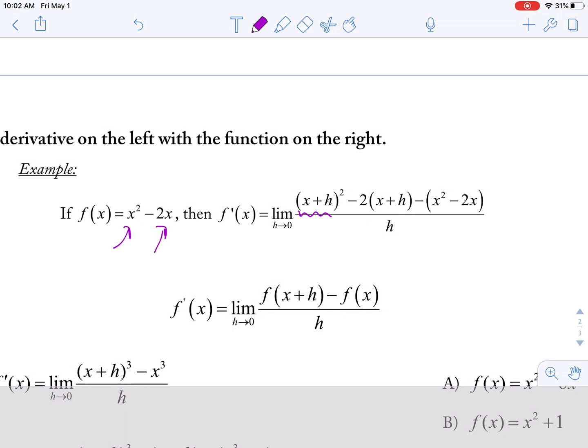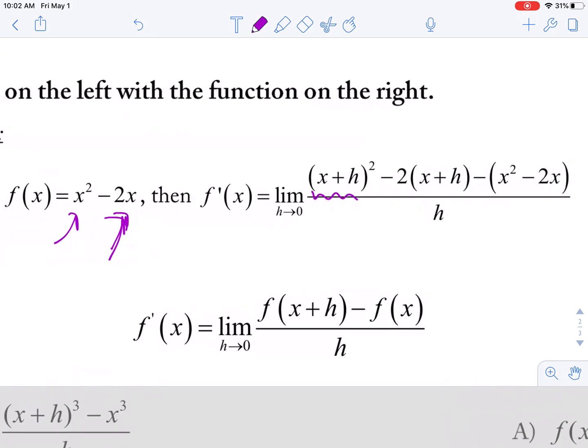So wherever I see an x, my first step is to put an x plus h in. So I have the quantity of x plus h squared minus 2 times x plus h. Now I'm going to subtract the function, and I'm going to put this over h. Now this is really important. For every step until the very last step, you need to put in as the limit of h approaches 0.